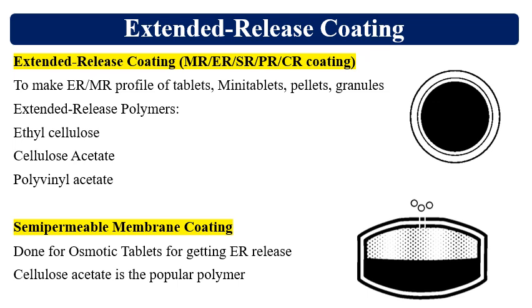So the polymers are insoluble in nature mainly. pH independent or dependent polymers can be utilized. The polymers are like ethyl cellulose, cellulose acetate, and polyvinyl acetate.